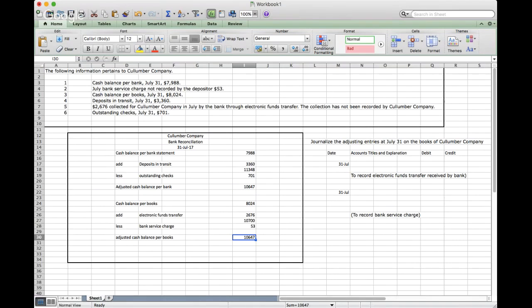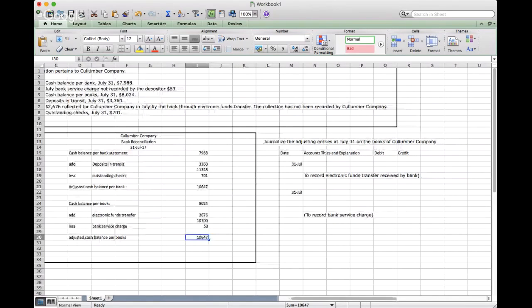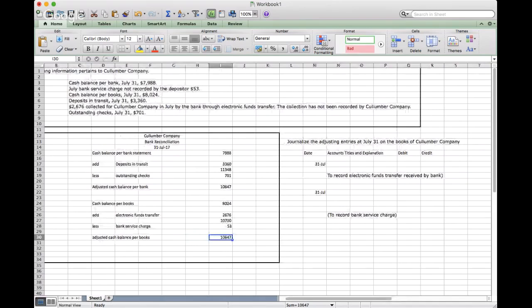So that was the first part of the problem. Then we go on to the second part of the problem, and it wants us to journalize the adjusting entries for what we just did. So it's pretty simple. Up here on the first section, it says to record electronic fund transfer received by bank. So we know that it's gonna be the electronic fund transfer.